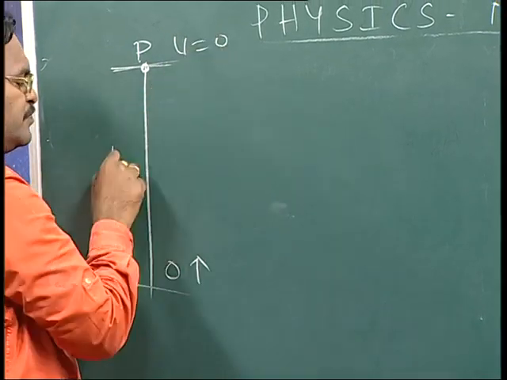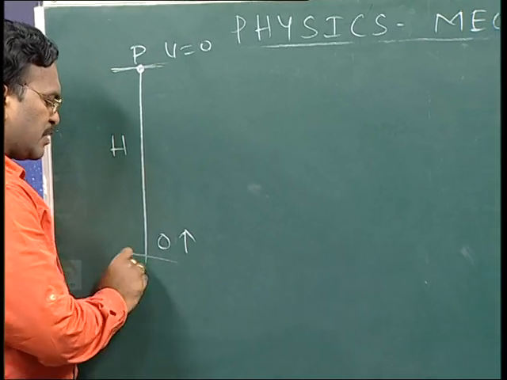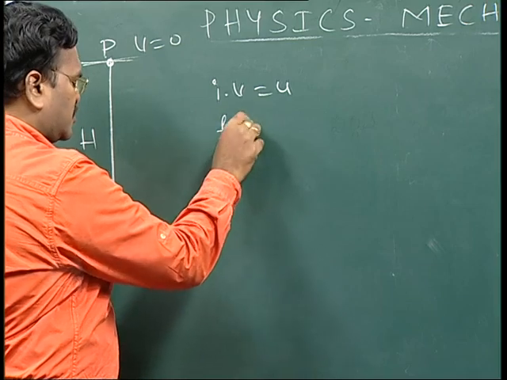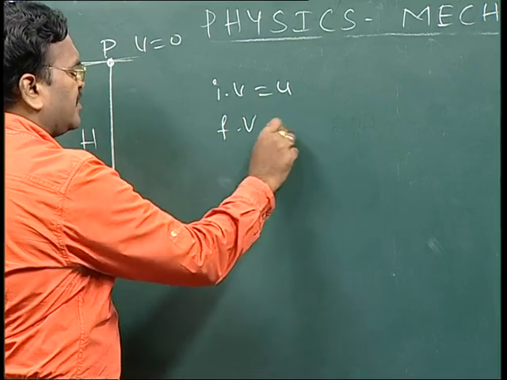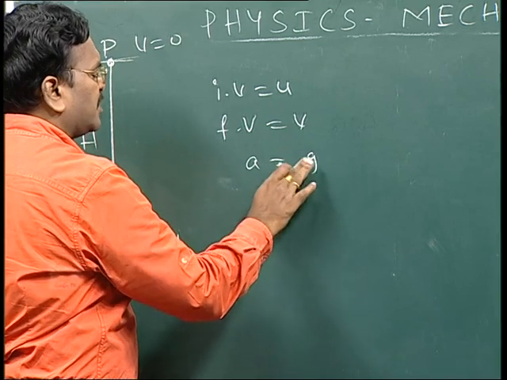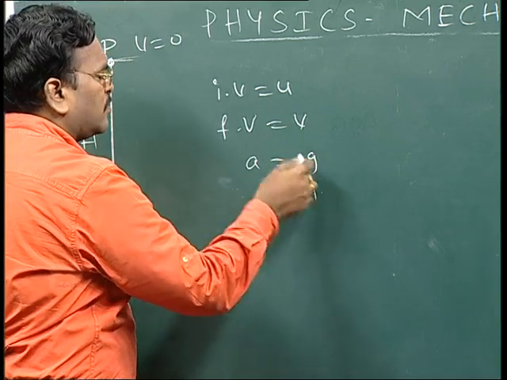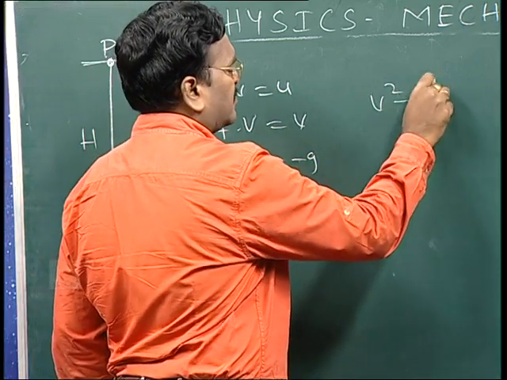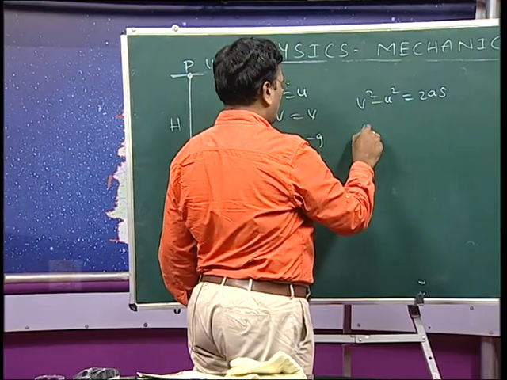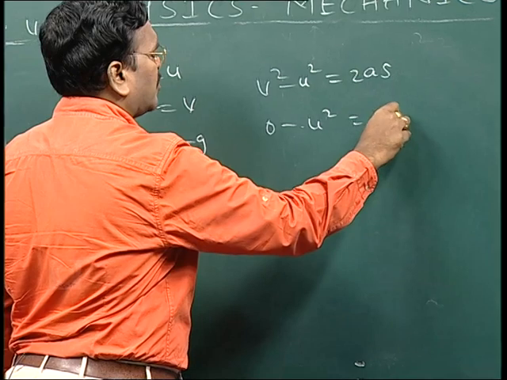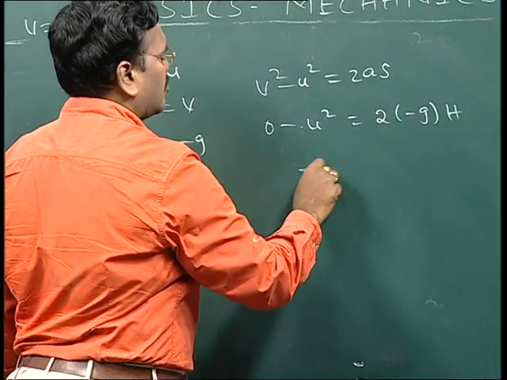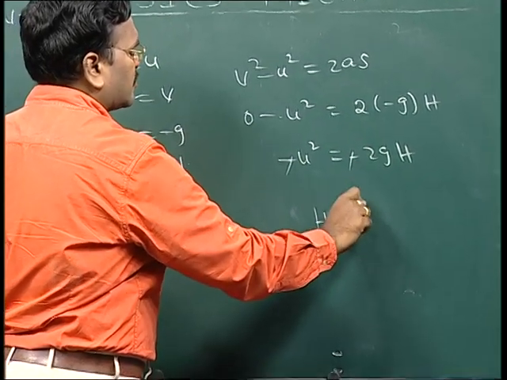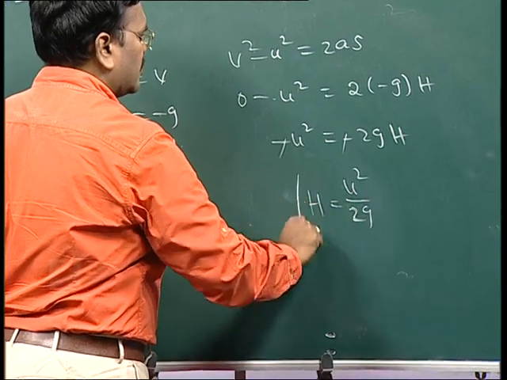If a body is projected vertically upwards and P is the highest point, the final velocity is 0. This h is called maximum height. Initial velocity is u, final velocity is v, acceleration is minus g, and displacement is h. Now, we want to calculate maximum height. Substituting these values in the third equation of motion, v square minus u square is equal to 2as: v is 0, so minus u square is equal to minus 2gh. Now, what we are getting? h is equal to u square by 2g.